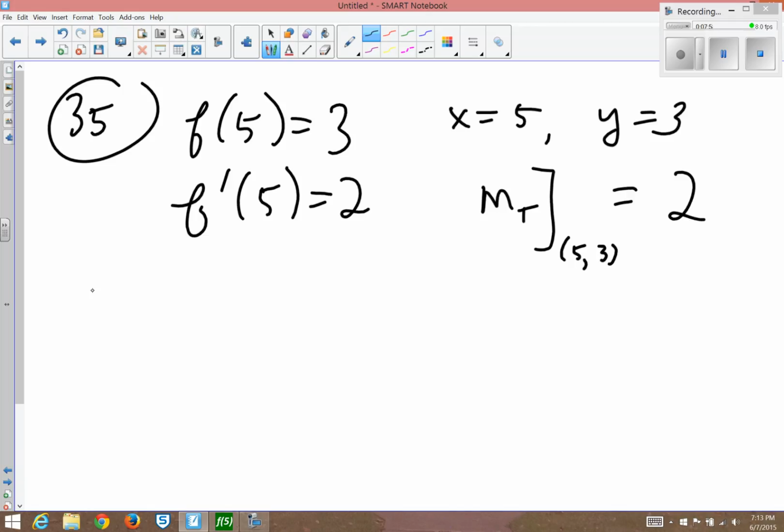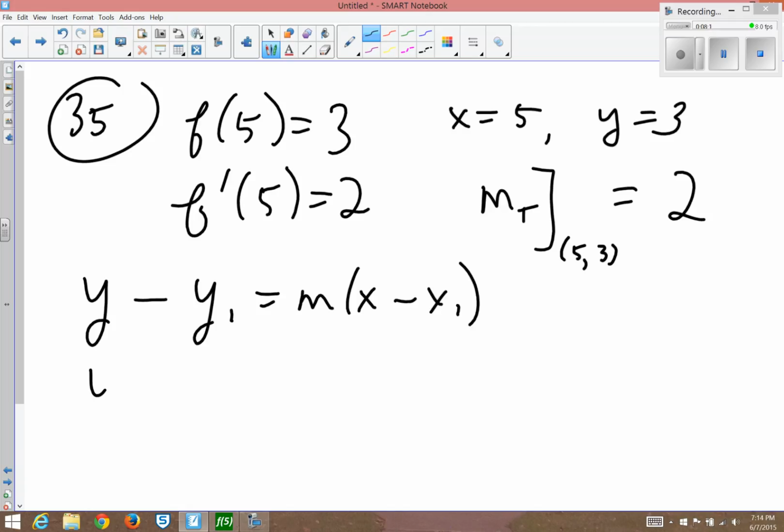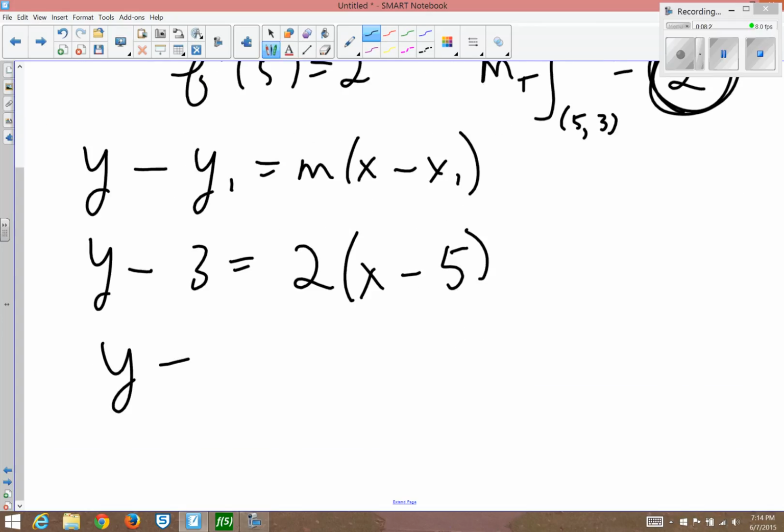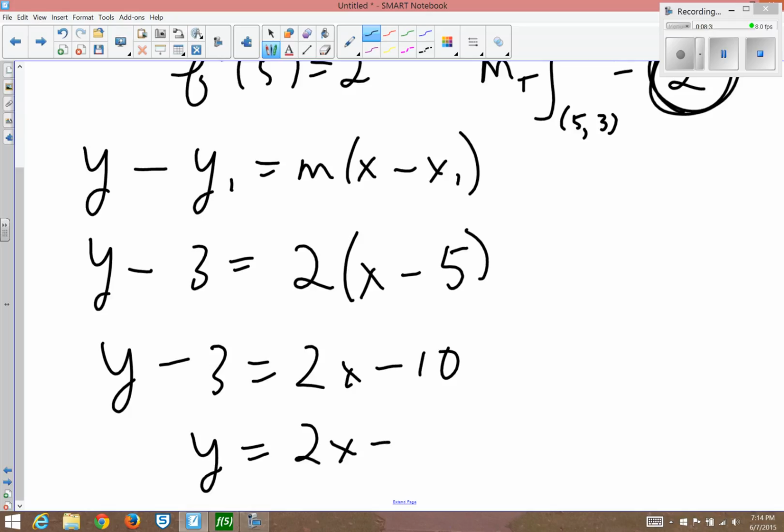That means the slope of the tangent line at 5. The tangent line at x equals 5 is going to be y minus 3 equals 2 times (x minus 5), or y minus 3 equals 2x minus 10. Add 3 to both sides, y equals 2x minus 7.